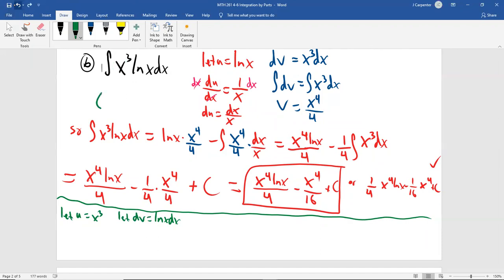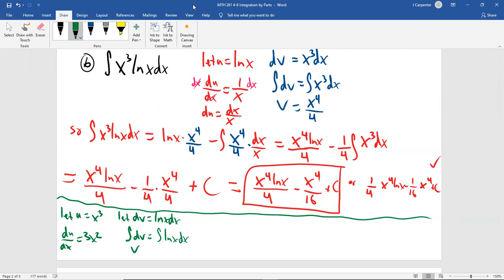Again, we're used to seeing problems like 5x squared minus 17x plus 3 raised to the 5th power, and then u would be the thing inside the parentheses. This is a very different problem. Okay, so take the derivative. du dx is 3x squared. All right, integrate. Integral dv equals integral natural log of x dx.